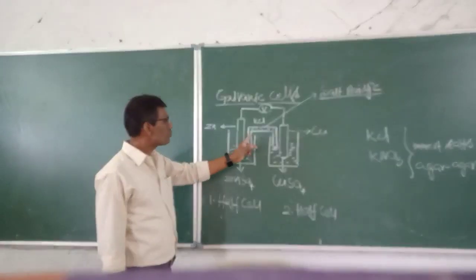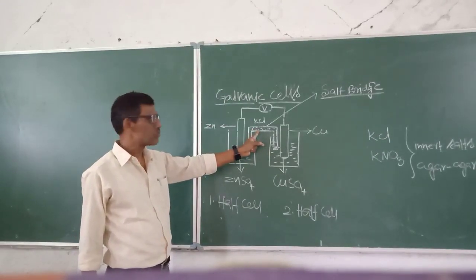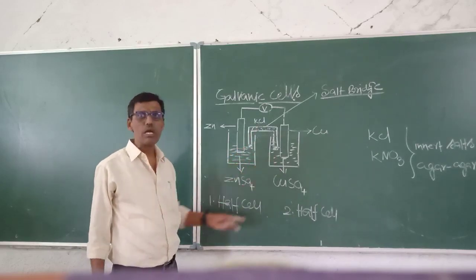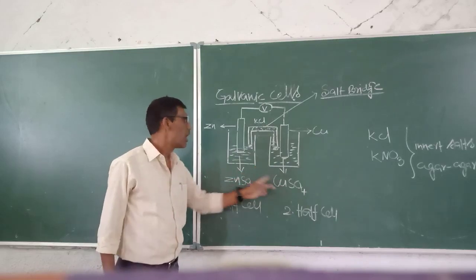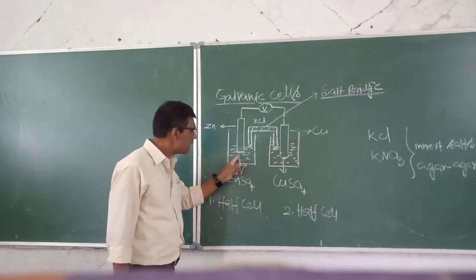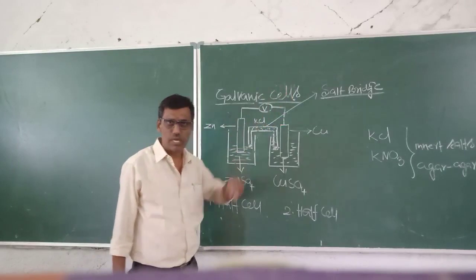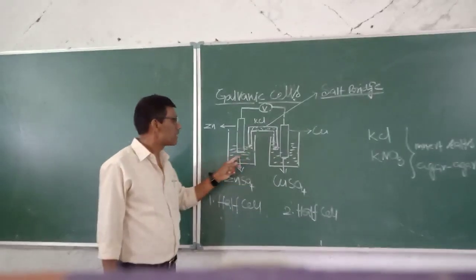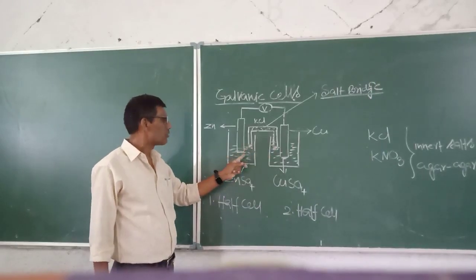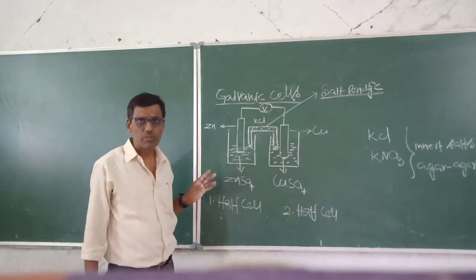By using the salt bridge, there are many advantages. Number one, the major advantage is that it internally connects the two electrodes, these two half cells, and completes the reaction without intermixing the two solutions. That is the purpose.